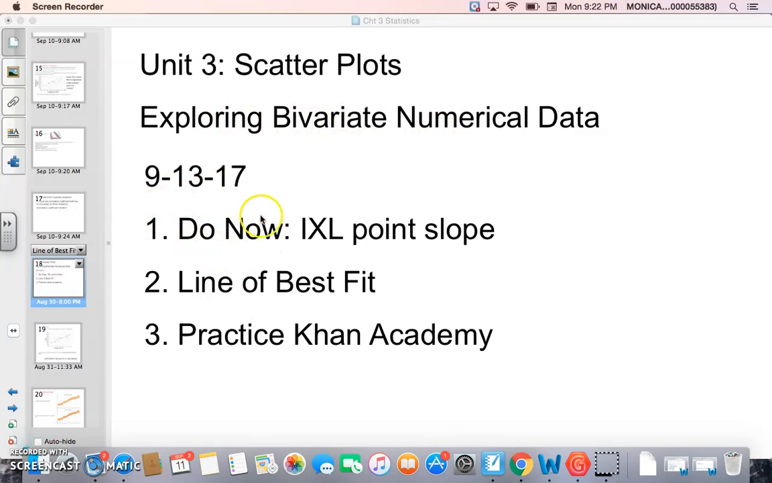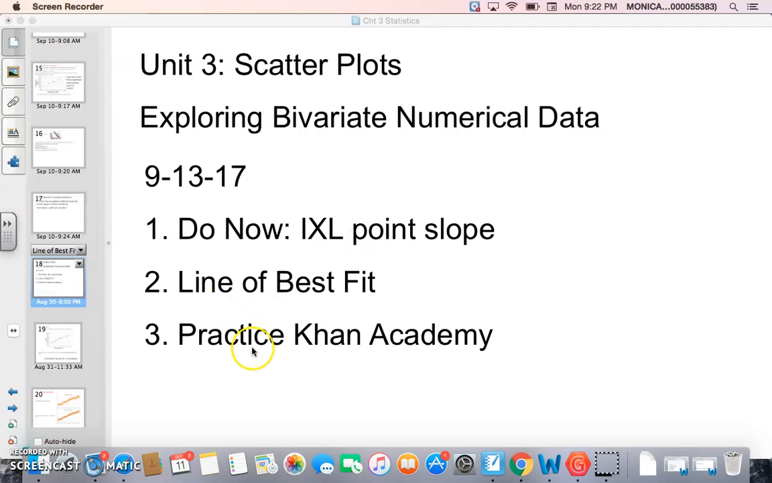Today, for your Do Now, hopefully you were able to go on IXL and practice point slope form. It's probably been a little while since you've actually used point slope form, and we're going to need it today as we are going to be calculating lines of best fit. So we're going to try to fit a line to our data points.